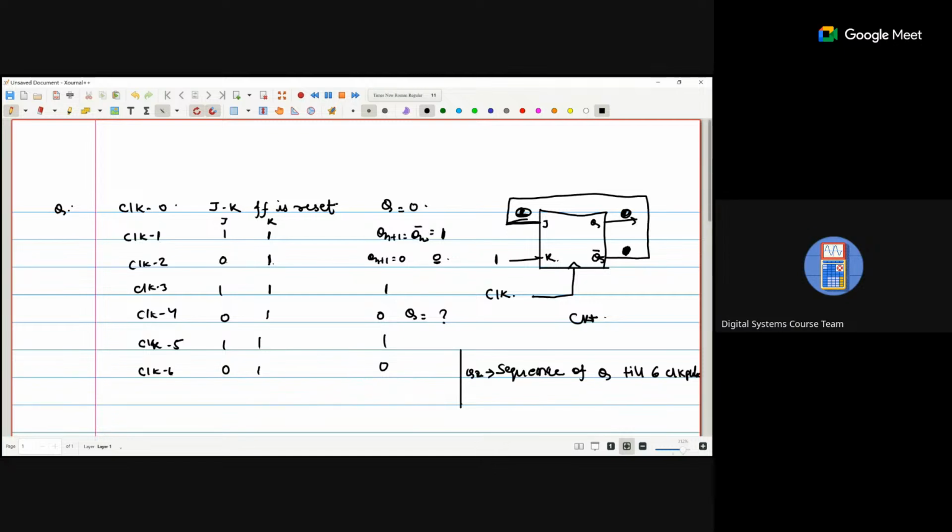So my first question is, what is the output at the fourth clock pulse? The output at the fourth clock pulse is 0. And what is the sequence of that one? The sequence from the first clock pulse is 1 0 1 0.